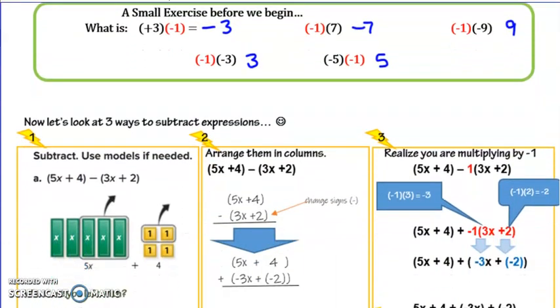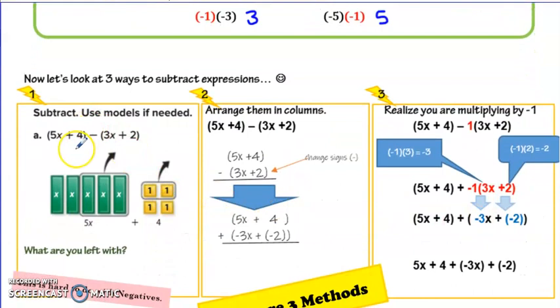So if you use models, you would have 5x plus 4. Here it is already written to you, 5x plus 4. Now we're going to subtract 3 x's out of there, so we'll take those and we'll throw them out of there. And we're also going to subtract 2 of these. We'll take them and we'll throw them out of there. So what have you got left? You've got 2x plus 2.